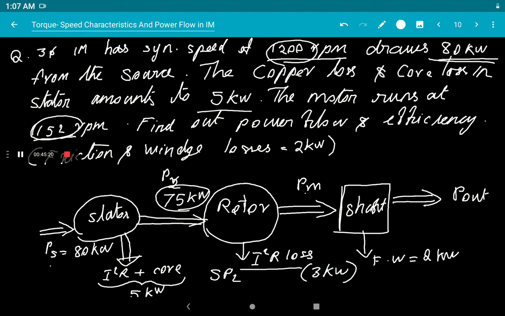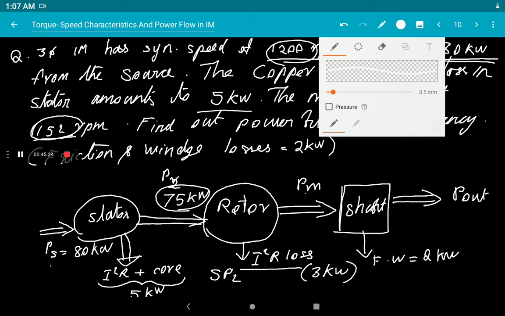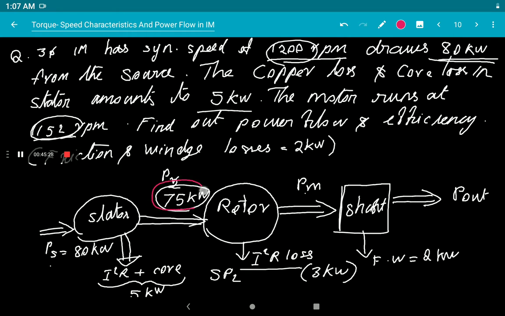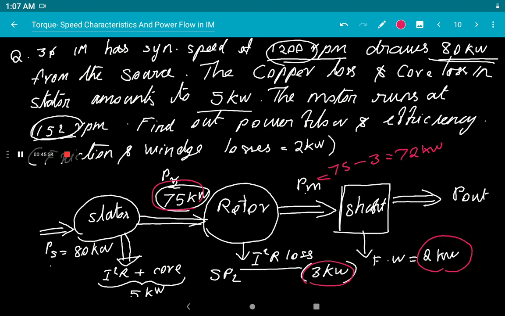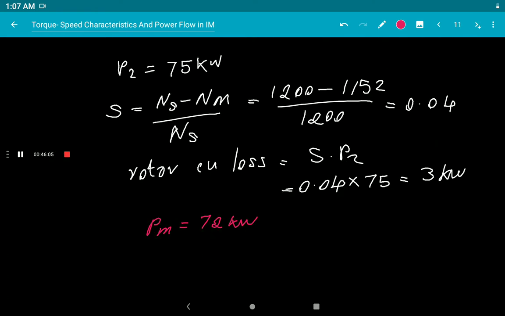So you know the loss is 3 kilowatt. So this PR minus this 3 kilowatt will give you PM. So PM is equal to 75 minus 3, that is 72 kilowatt. So PM is 72 kilowatt. Then friction and windage losses are given as 2 kilowatt. So 72 minus 2 will give you the output. 72 minus 2, that is 70 kilowatt is our output power. So output power is equal to 72 minus the frictional losses, equal to 70 kilowatt.